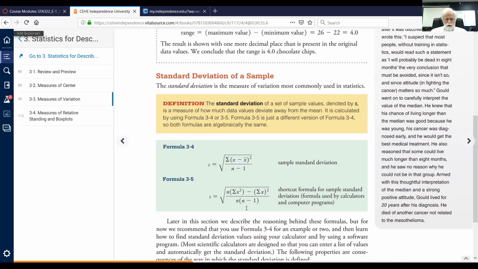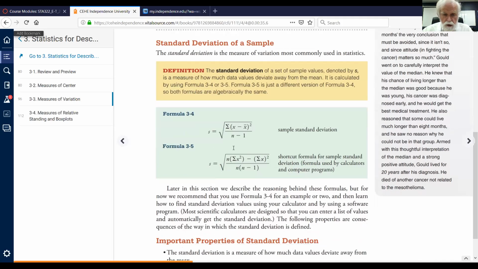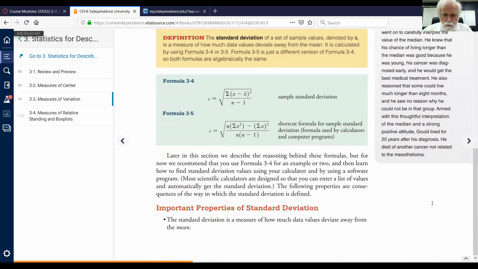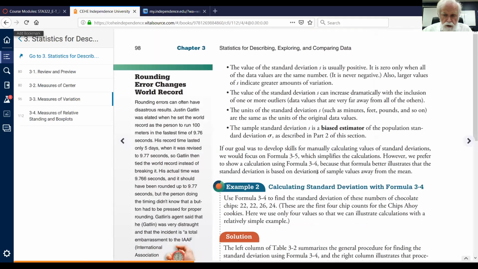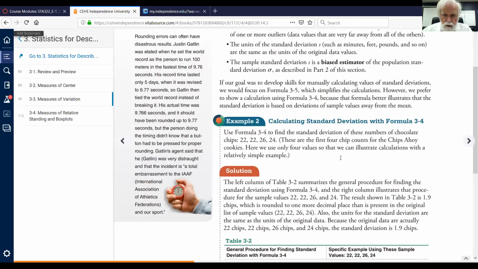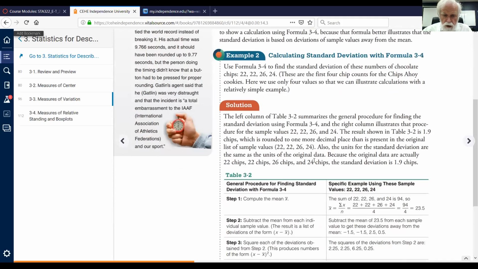This other formula is the formula that Excel and calculators such as the TIs and so forth, the big Casios, use to calculate. If you were doing this by hand, this is what you would do. You could do this, but it's more work. It's easier for the computer. So what we have is using that formula.